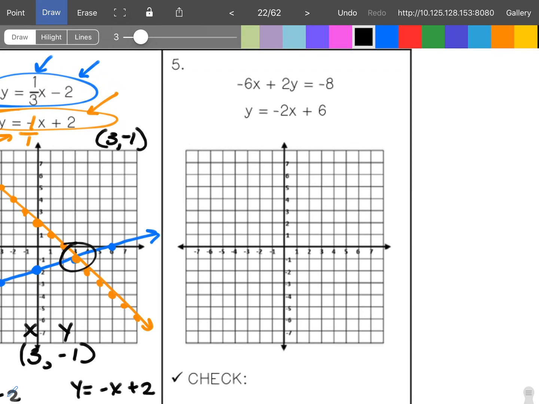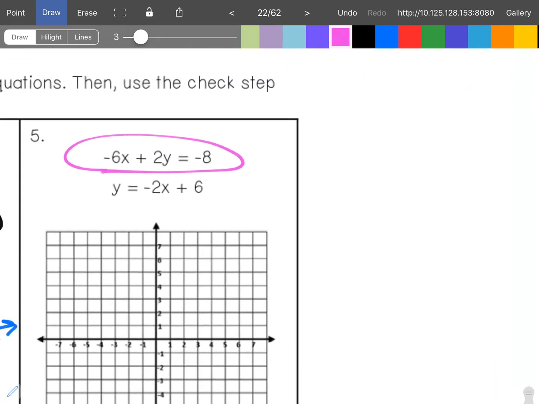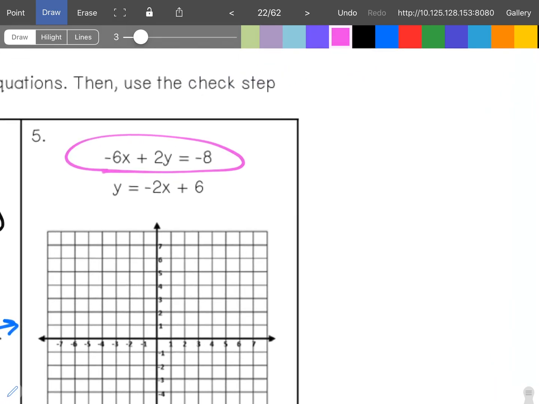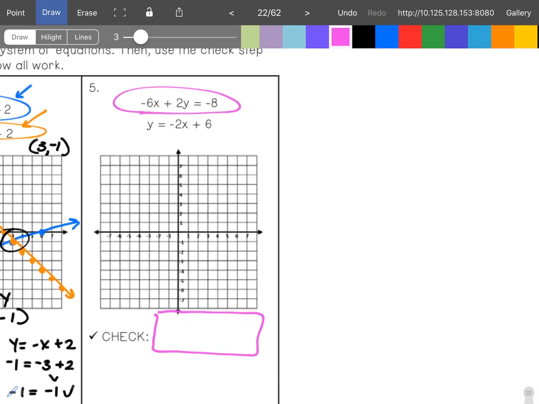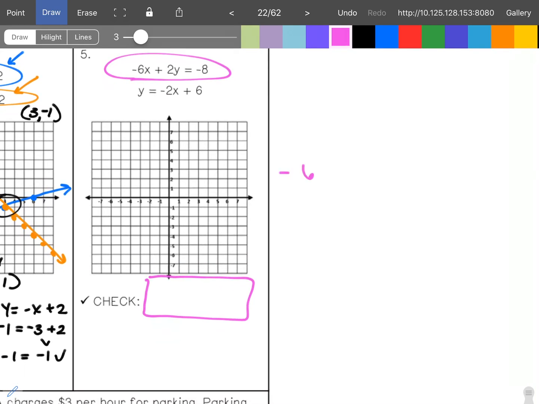All right, number 5. Notice that this one has a little something extra, because this one is not in slope-intercept form, so we are going to need to go somewhere to solve this for y. I'm going to go over here to the side. So we have -6x plus 2y equals -8.